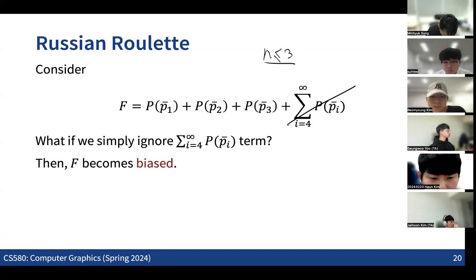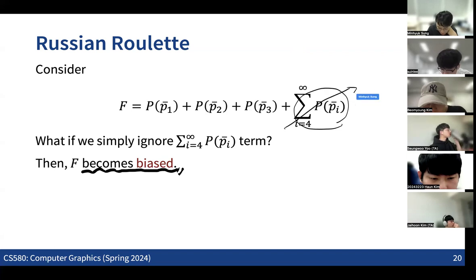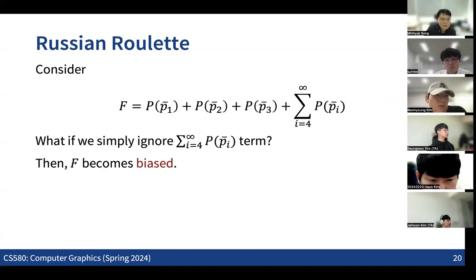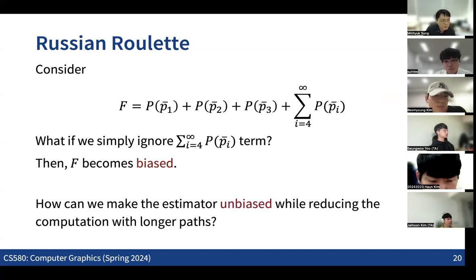But this is not good, in that we are also making a bias in our estimate. Obviously, if we totally ignore the terms with the longer paths, then we're going to see a case where we have an estimate whose expected value is not exactly the same as the integral that we want to calculate. So the big question here is how can you make the estimator unbiased while also reducing the heavy computation with the longer paths. So that's what we typically want to do, right?